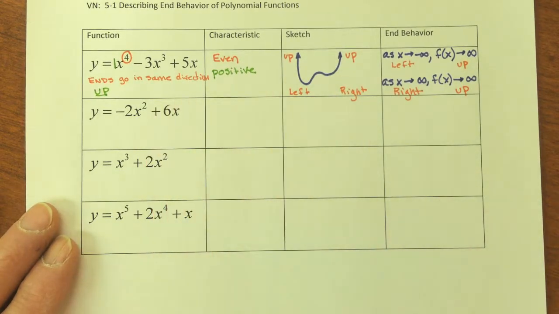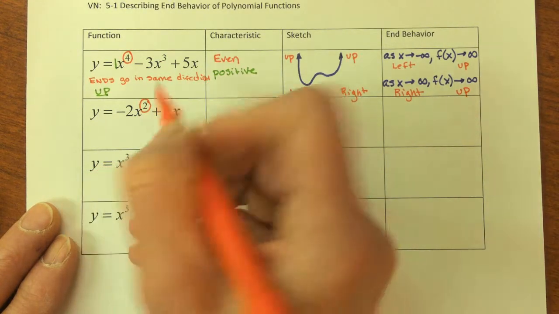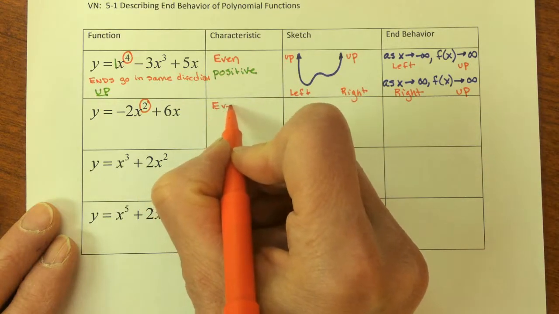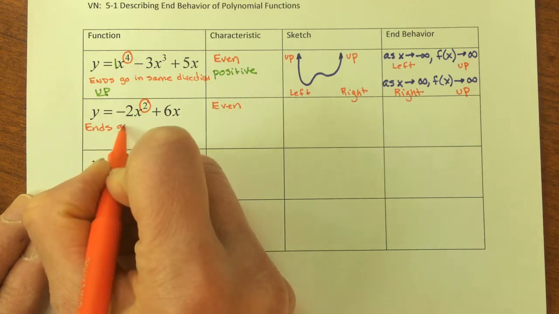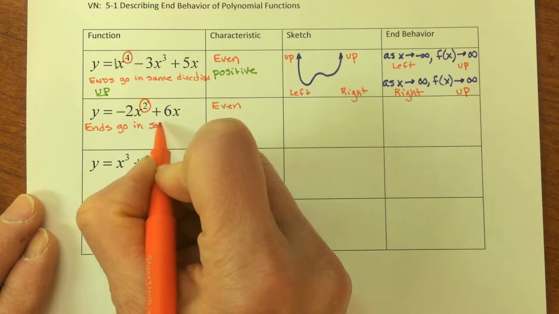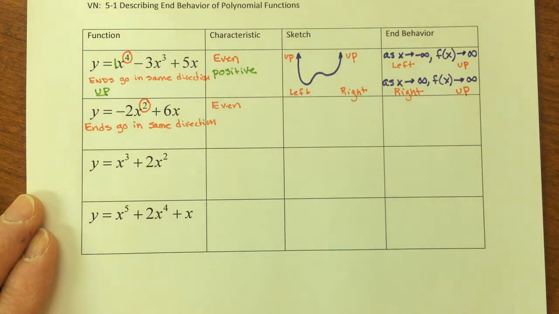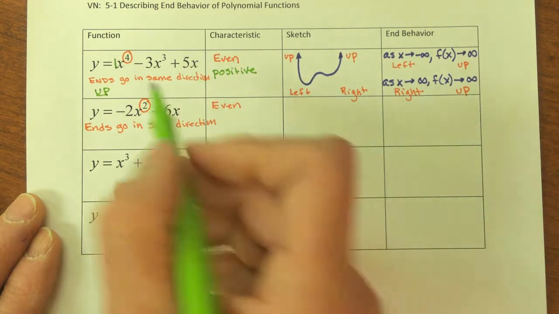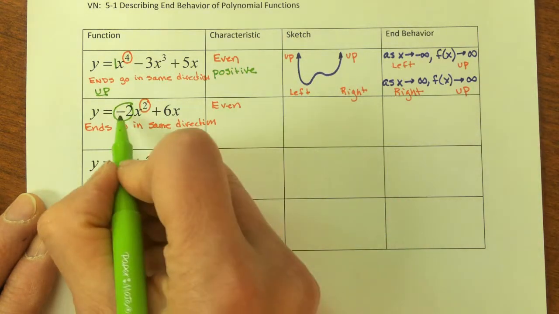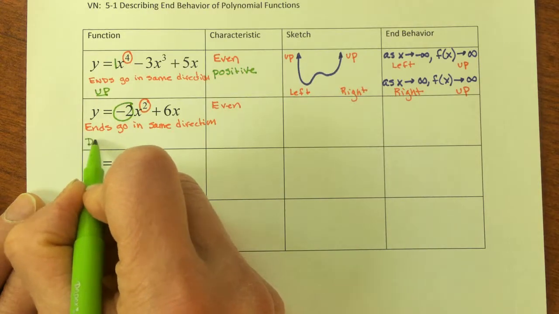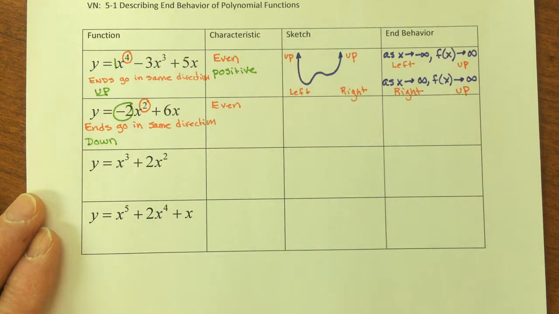Let's look at this next one. So the first thing we want to notice is what is our highest degree. Our highest degree is 2. That means it's even. So that means that the ends go in the same direction. The next thing we're going to look at is, is this a positive or negative lead coefficient. So when we look here, this here is negative. So negative means it goes down. So our ends go in the same direction and they're both going down.